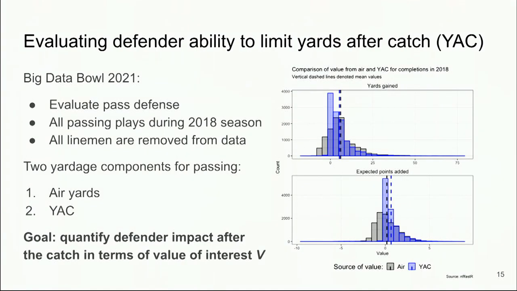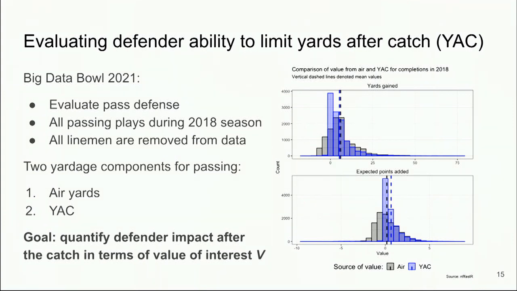So I'm going to think of what I'm calling a trivial example for this talk, where I'm going to focus on just the yards after catch. This work began with the Big Data Bowl 2021, which was evaluating pass defense. Fortunately, it had all passing plays from the 2018 season, but the NFL can't be generous enough. They have to remove linemen from the data as well. There are two components to passing plays. Once the ball is thrown, you have the air yards, the distance the ball traveled in the air, and then you have the YAC component if the ball is successfully caught.